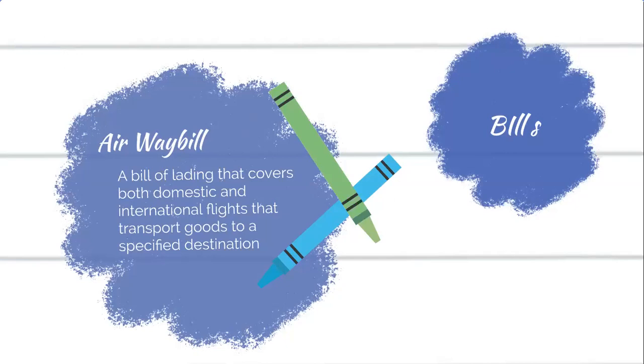Next is airway bill. We all know that an airway bill is a bill of lading that covers both domestic and international flights that transport goods to a specified destination. This is a non-negotiable instrument of air transport that serves as a receipt for the shipper. It shall be indicating that the carrier has accepted the goods listed and is obliged to carry the consignment to the airport of the destination according to the specified conditions.